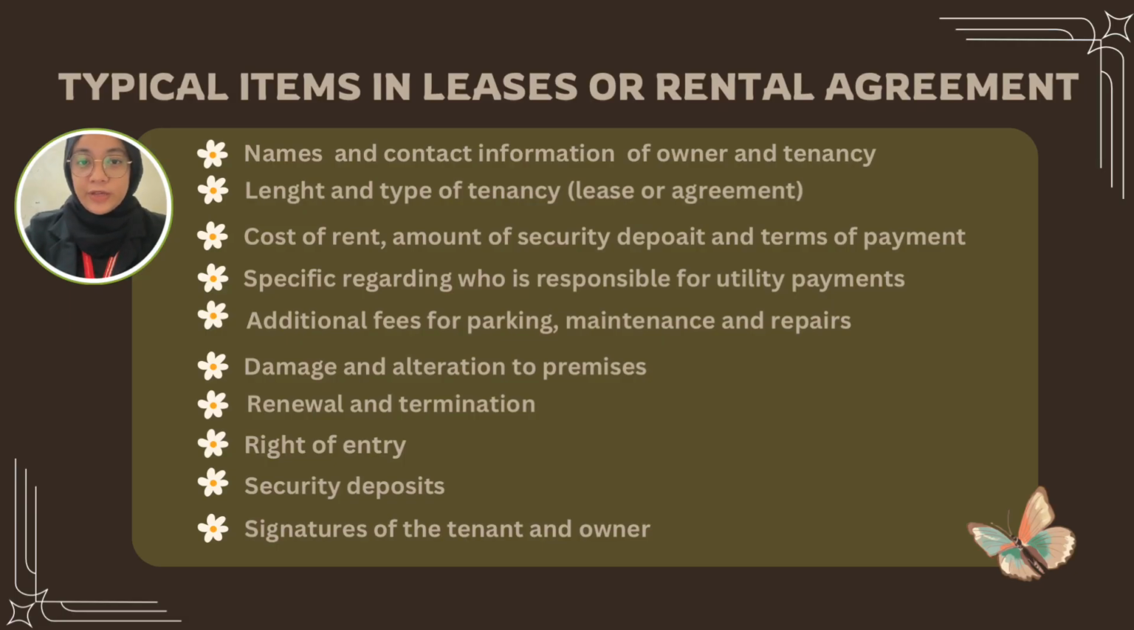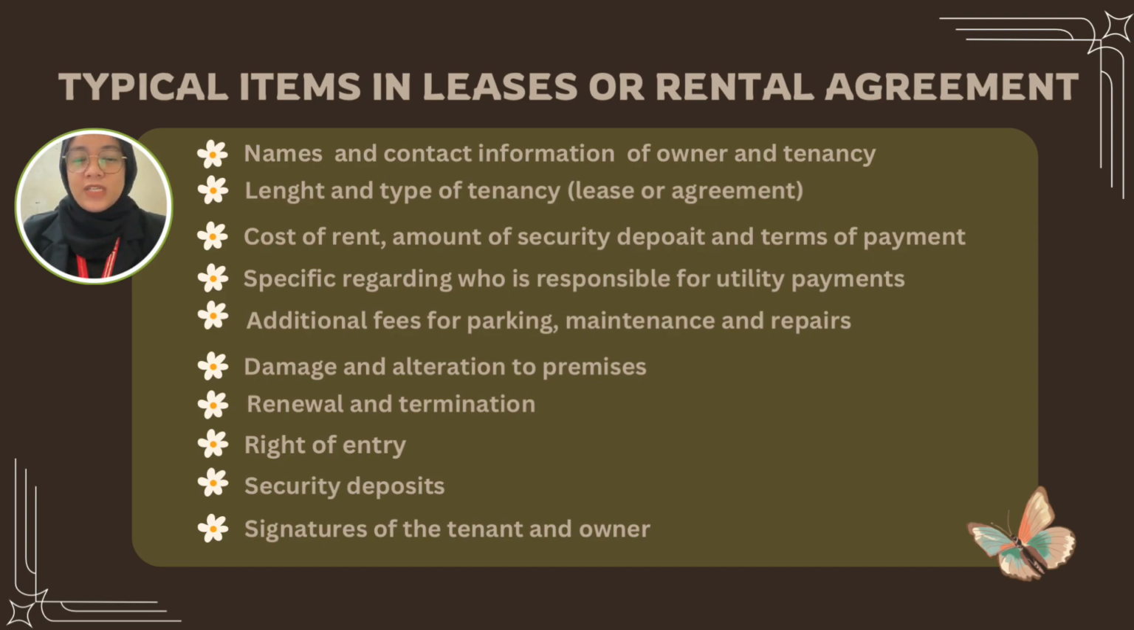Okay, moving on to the next slide, these are the details that should be in the lease or the rental agreement. First thing first, it should have the name and the contact information of the owner and also the tenant. This is because we want to establish and know the identity of the parties who are involved, who is the owner and who is the tenant. It can also be used when there are emergency cases that occur, such as a natural disaster like a tsunami and so on.